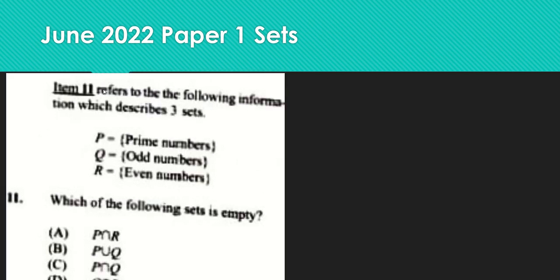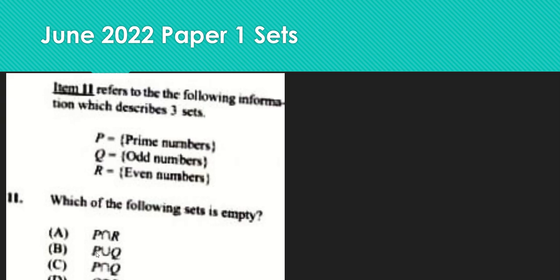Number 11 refers to the following information which describes 3 sets: prime numbers, odd numbers, even numbers. Which set is empty? Meaning what sets have nothing in common? That would be Q and R. Q intersected R would be odd numbers and prime numbers. We have something that is between prime and even. 2 is a prime number as well as an even number, so it's not E.